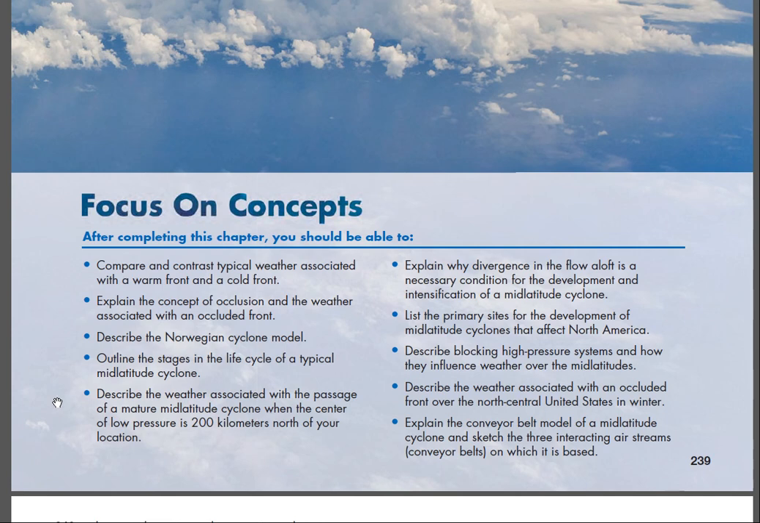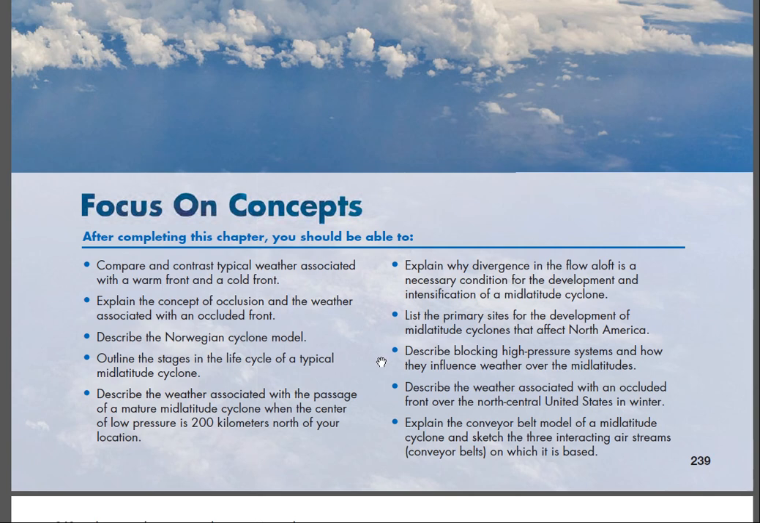Describe the weather associated with the passage of a mature mid-latitude cyclone when the center of low pressure is 200 km north of your location. Explain why divergence in the flow aloft is a necessary condition for the development and intensification of a mid-latitude cyclone. List the primary sites for the development of mid-latitude cyclones that affect North America.